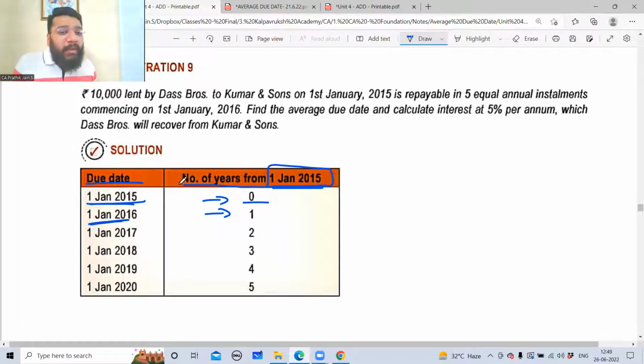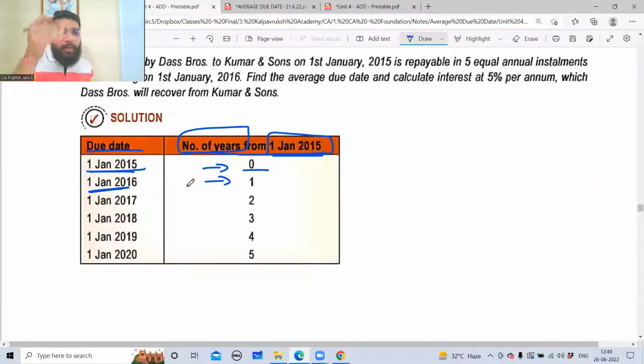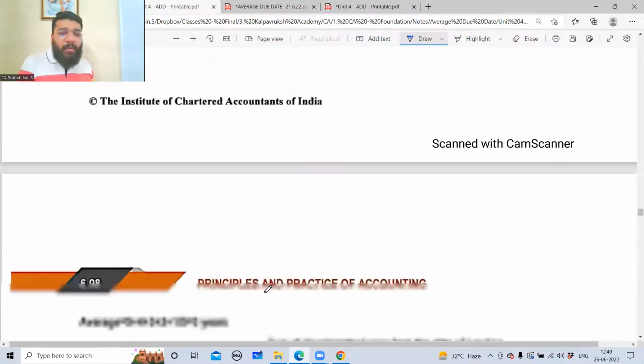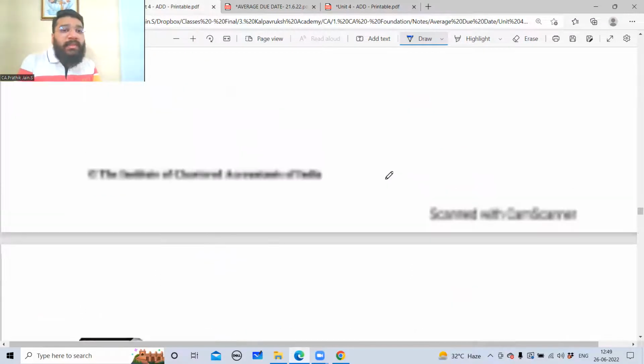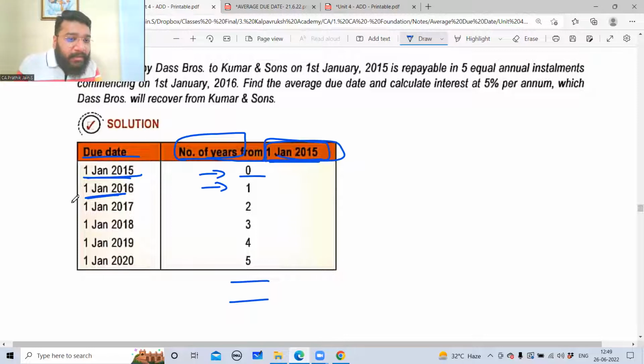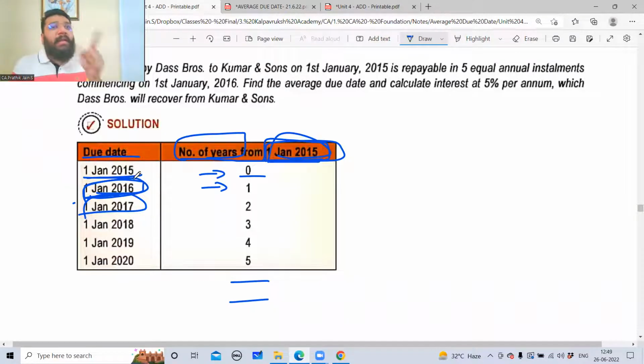What are we trying to calculate? We're trying to calculate the number of years from the base date, like we do for the average due date. What they're telling is that, like we calculate the number of days from the base date, like we calculate the number of months from the base date, like this, the number of years from the base date. What they are telling is, do the total of this. Formula is sum of years, which year? I want that year which is coming from the date of lending to the date of repayment. So this year, 1, 2, 3, can I say this is the date of lending and this is the date of repayment? So date of lending to date of repayment, calculate the years and that year's sum I want.